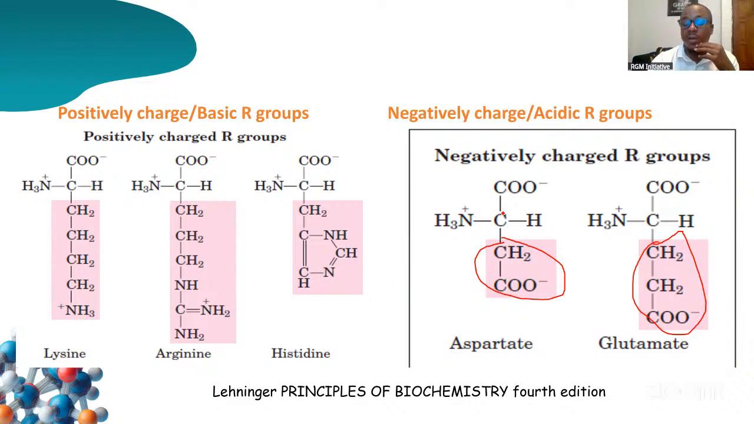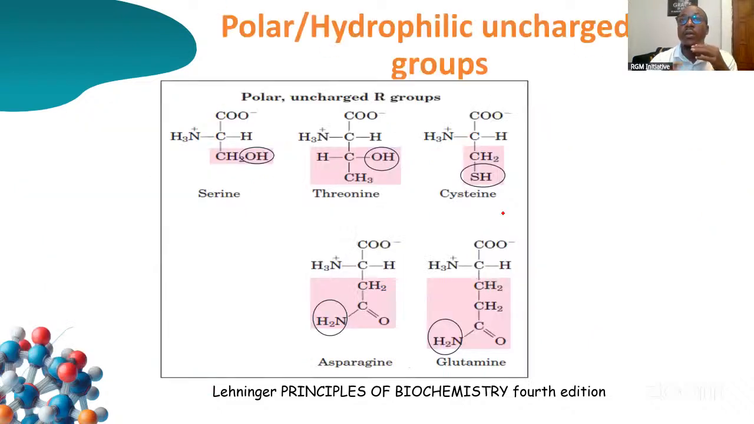So we have the polar uncharged R group. This one, they are polar, but they are not charged. The previous one I just showed you are polar but charged, either positively charged or negatively charged. Now the polar uncharged R group means they don't have any charge.